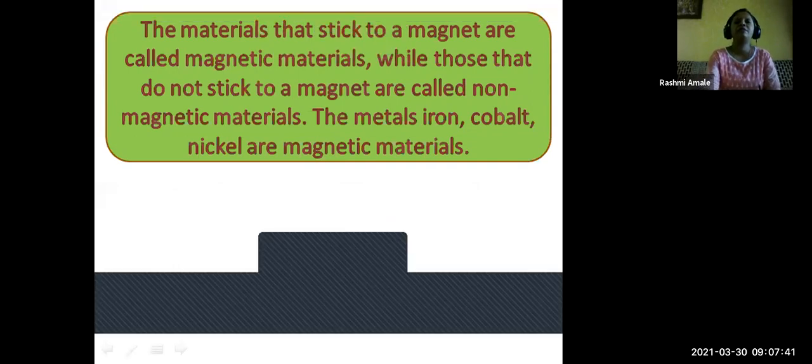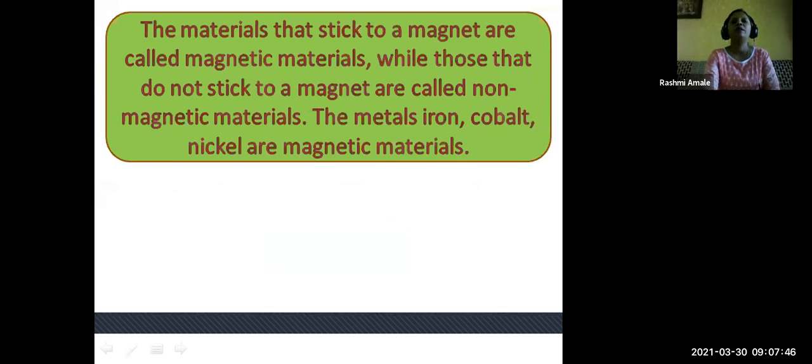The materials that stick to a magnet are called magnetic materials, while those that do not stick to a magnet are called non-magnetic materials. The metals iron, cobalt, nickel are magnetic materials. So this also we have studied that those objects which stick to the magnet are called magnetic materials, while those that do not stick are called non-magnetic materials. And the metals iron, nickel, cobalt, this you remember specially. These three are magnetic materials.